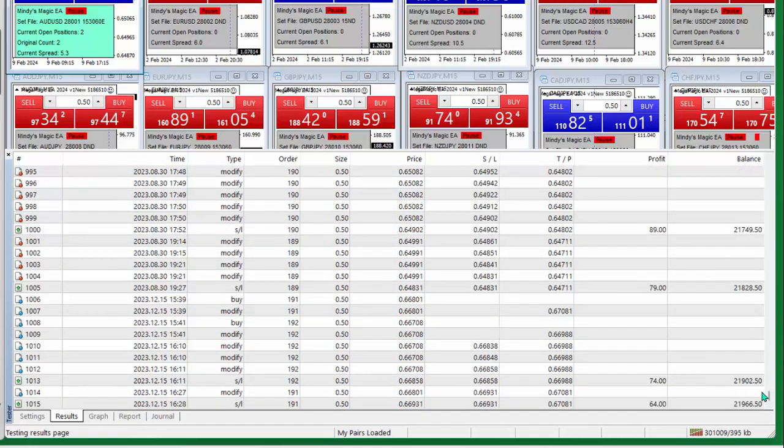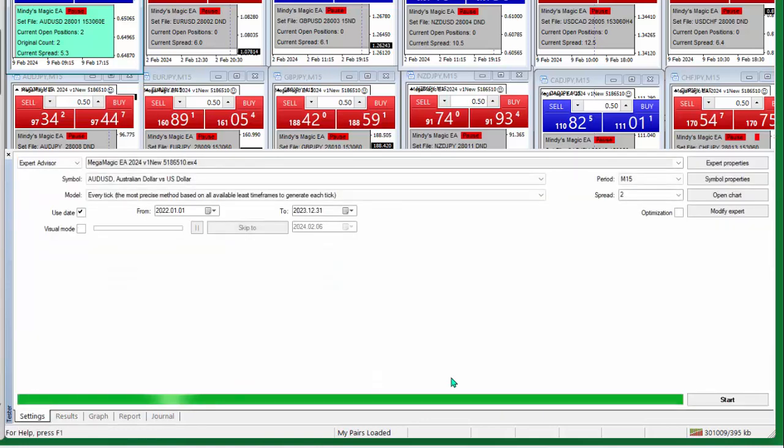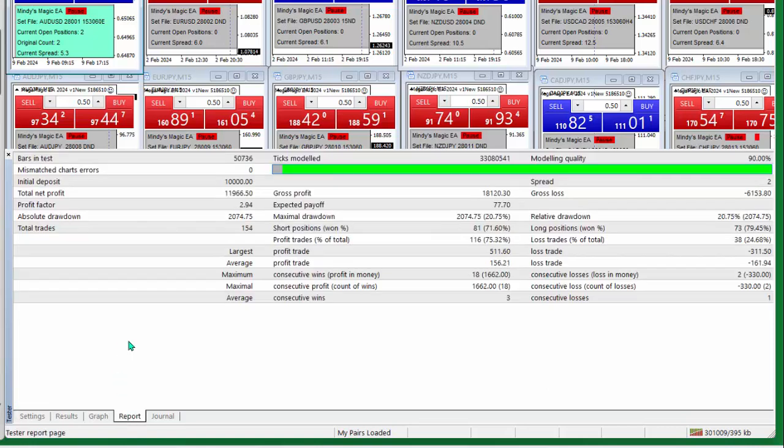Now, if you heard that little squeak a minute ago, that was telling us that our test is over. See, the green bar has gotten all the way to the end. So if we click report, it generates a report to tell us exactly what happened, okay?